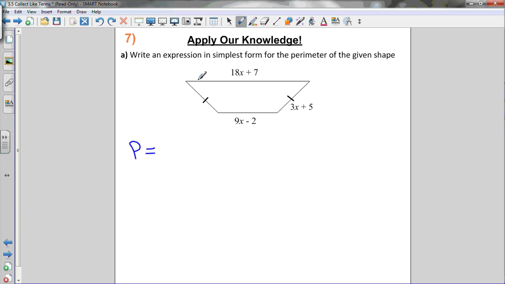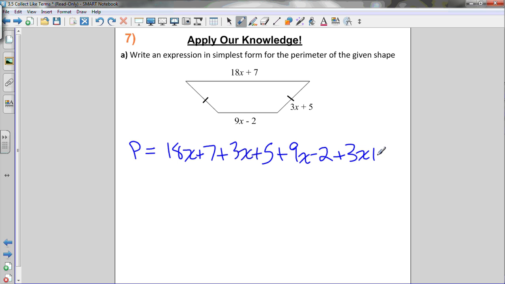So this side is 18x plus 7. I need to add this side, that's on the outside as well. That side is 3x plus 5. I need to add this side. That side is 9x minus 2. I need to add the last side, which this little line here tells me it's the same as this side. So that's also 3x plus 5.